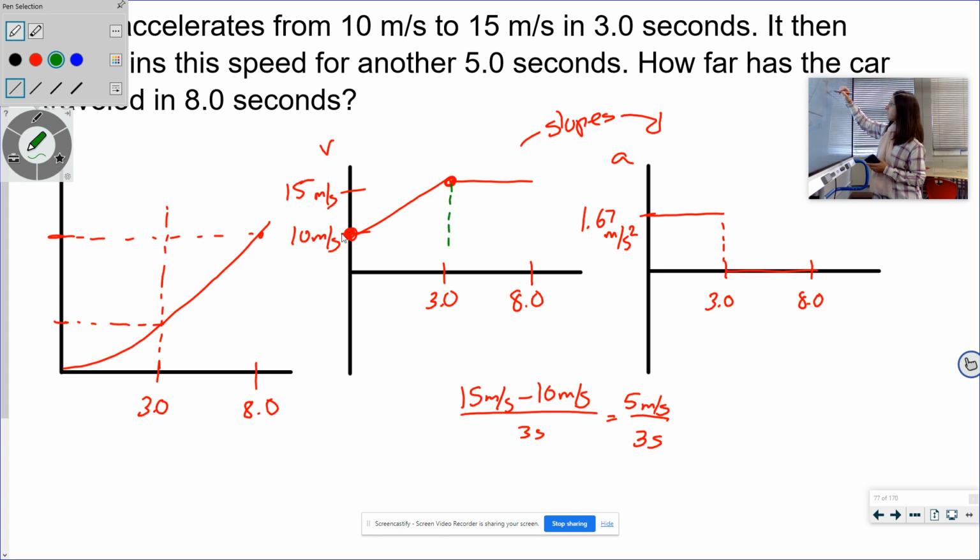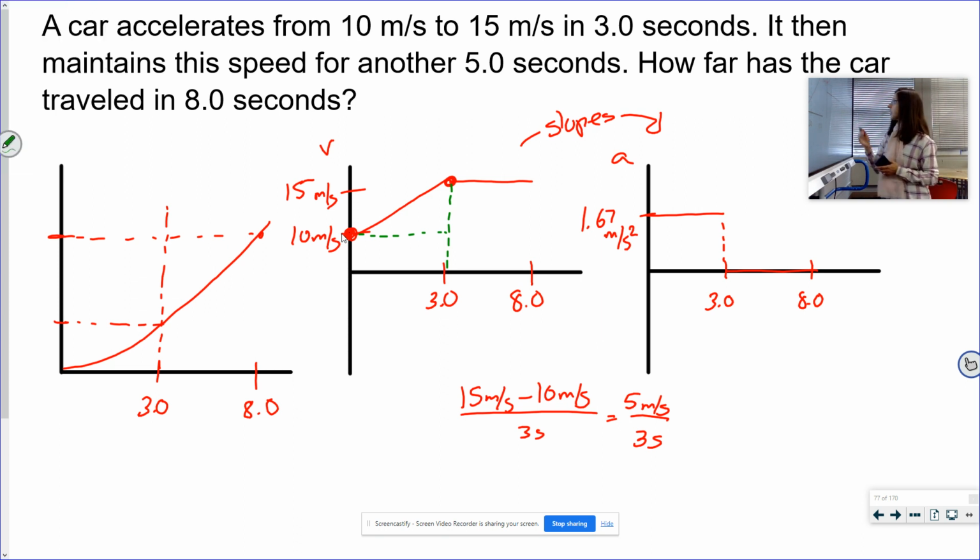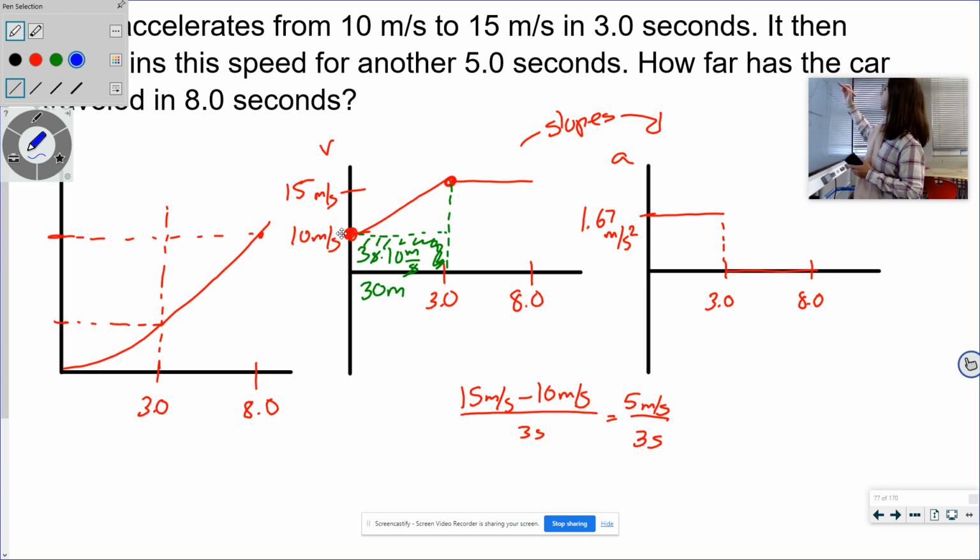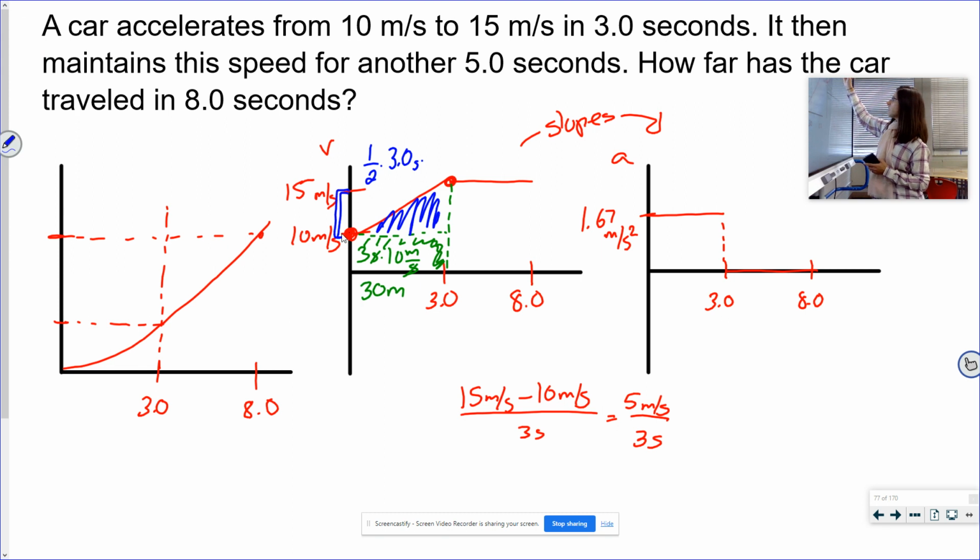I can take this velocity shape and I can break it down into a triangle and a rectangle. The rectangular piece is going to be 3 seconds times 10, which is going to give me a total of 30 meters for the rectangle. I also have this triangular piece. The triangle will be 1/2, 3 seconds, times the height. The height is just 10 to 15, so that's a total of 5. So we have 15 there divided by 2, gives me a total of 7.5.